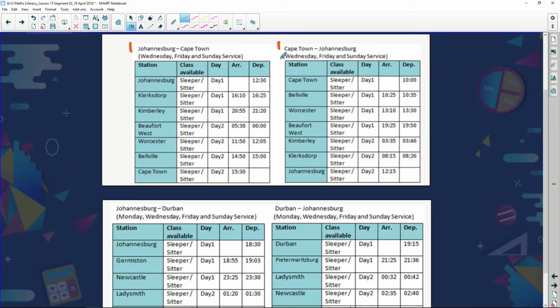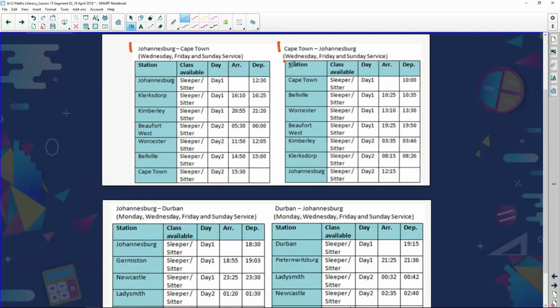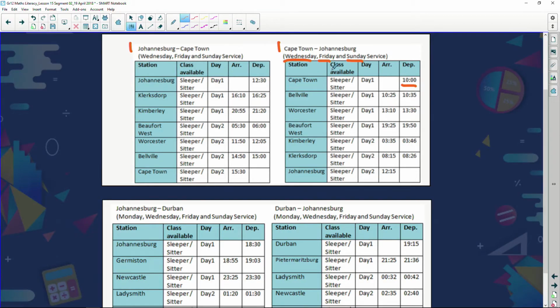Now, do you remember that the lads finish school on a Wednesday? Now, there's actually a train on Wednesday, on Friday, and on Sundays. So it's kind of exciting because maybe they can catch the train on Wednesday, but there's a problem. The problem is that in Cape Town, the train departs at 10 in the morning. Now guys, that's a problem because school only finishes at 12 o'clock. And because school finishes at 12, they can't get on that Wednesday train. They've got to get on the next train. When's the next train? The next train is on a Friday at 10 o'clock.